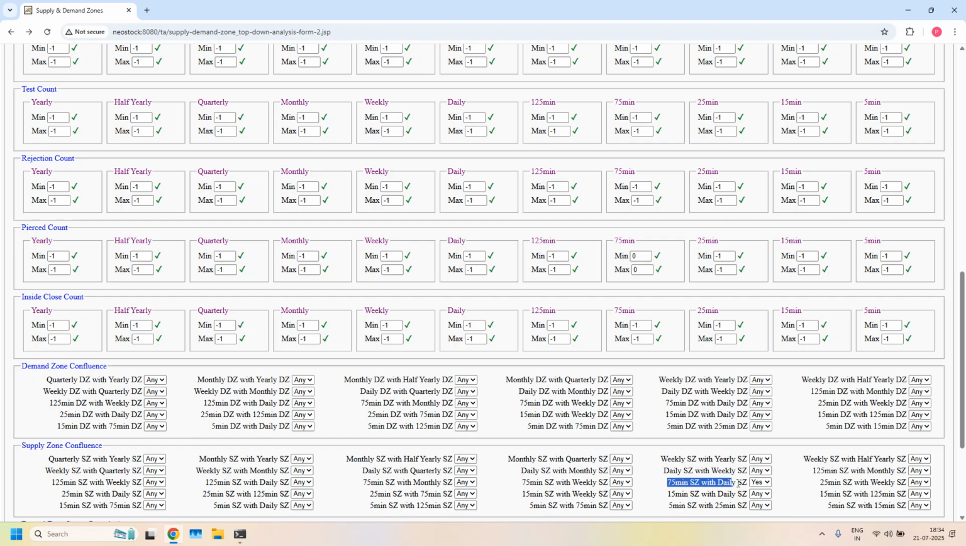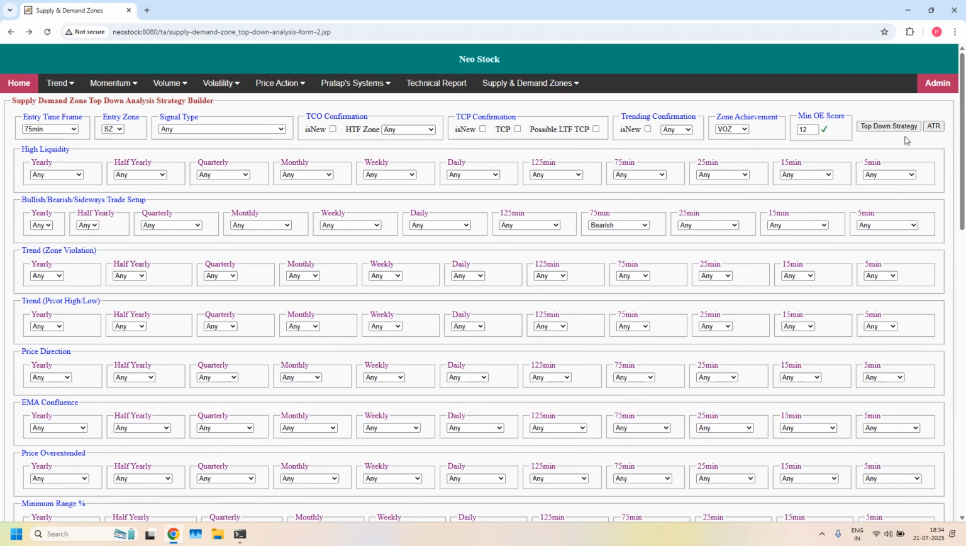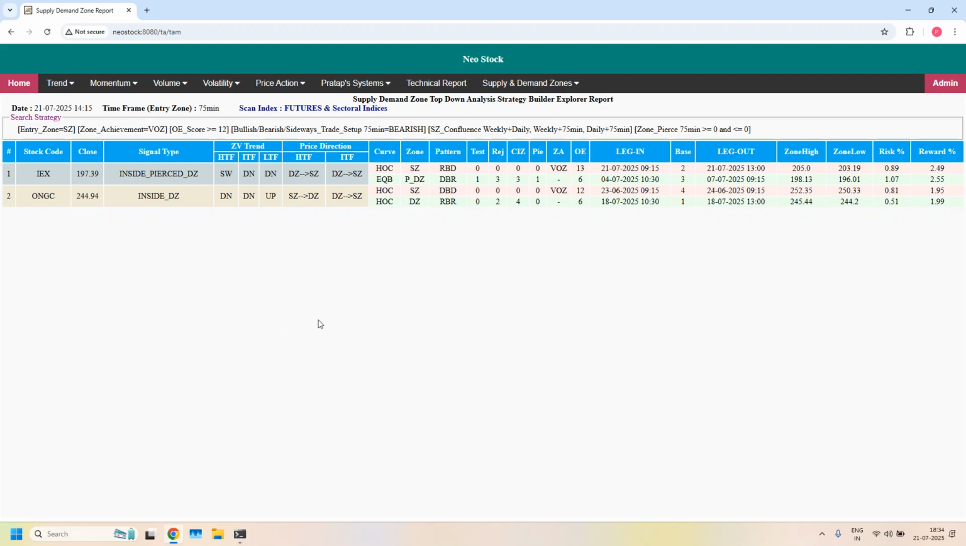First filter is already enabled, 75 on daily supply zone confluence. Next 75 on weekly supply zone confluence, daily and weekly supply zone confluence. With all the 3 filters, we got 2 stocks. In both these stocks, these 75 minute supply zones are overlapped with daily supply zone, both together again overlapped with weekly supply zone. But weekly trend is down in only one stock.